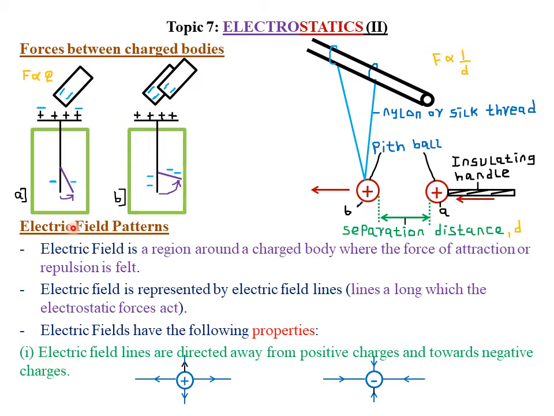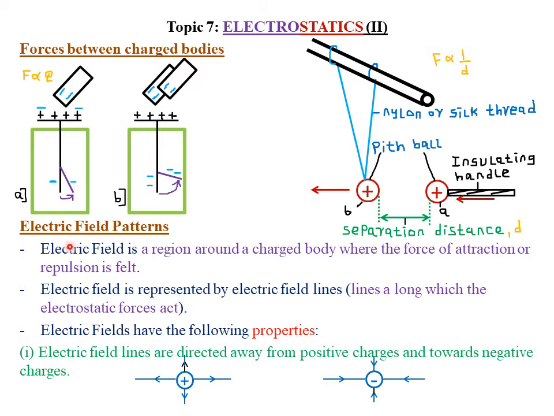Next, we look at what we call electric field patterns. To understand this better, you can relate it to what we were calling the magnetic field patterns, that is in the first topic, magnetism, which was our first topic under Form 2 work. In that topic, we said that a magnetic field refers to the region around a bar magnet where the force of attraction or repulsion is strongly felt. Now, in this case, we are talking of electric field, not magnetic field.